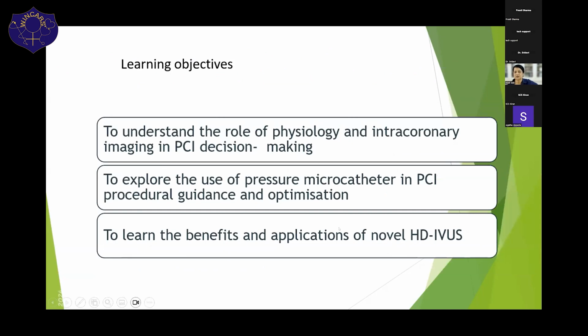These learning objectives are to understand the role of physiology and intracoronary imaging in PCI decision making, and to explore the use of pressure microcatheters. Of course, we don't have pressure microcatheters yet, but in future we are going to get them, where we don't have to use the wires repeatedly, putting the FFR wires again and again. So this will optimize the situation much earlier, and this will be AI based. I'll show some pictures for this.